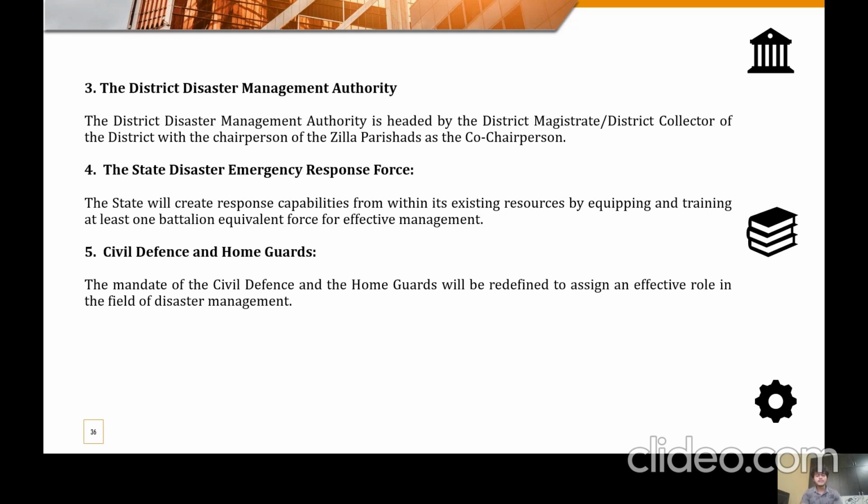The fourth is the State Disaster Emergency Response Force. The state will create response capabilities from within its existing resources by equipping and training at least one battalion equivalent force for effective management.